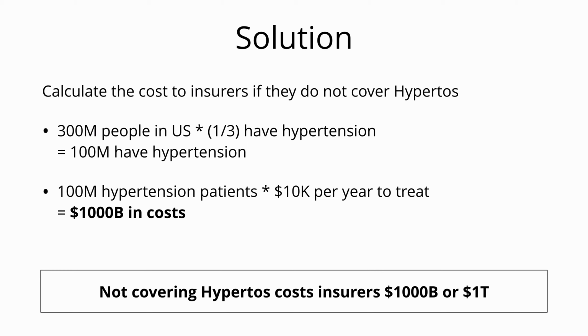Let's start by calculating how much it costs if insurers don't cover Hypertose and treat everyone that has hypertension. We are told that there are 300 million people in the US and that 1/3 have hypertension, giving us 100 million people in the US with hypertension. Hypertension costs $10,000 a year to treat, so that gives us a total of 100 million people times $10,000, or 1,000 billion or $1 trillion in costs.